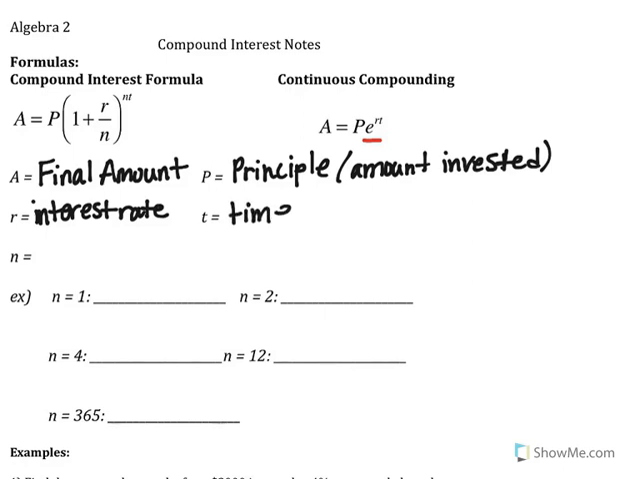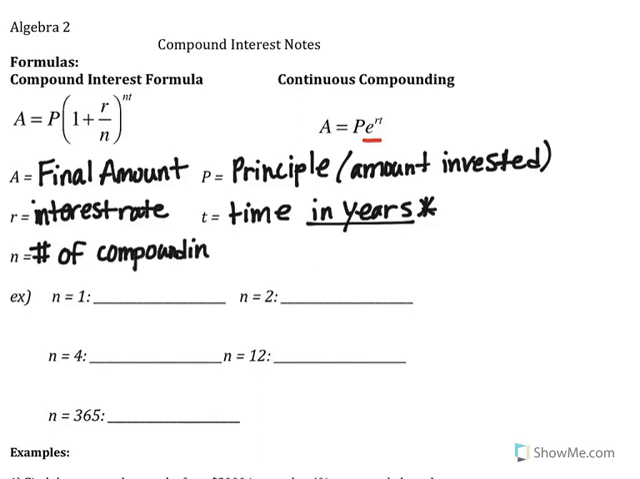Now when we do other application problems, that's not always the case, but in compounding with money, it's always going to be in years. And N is your number of compounding periods. So we don't need this in the continuous compounding. Remember back to when we developed what e was, we kind of use a similar looking formula to that.